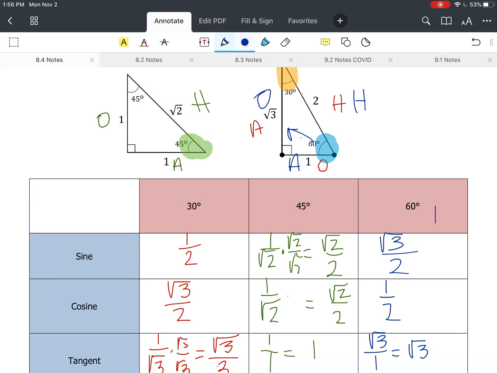So anytime you see a 30, 60, 90 or 45, 45, 90 triangle, you don't actually have to use trig or a calculator because we know, oh, I lied. I couldn't finish before the bell.